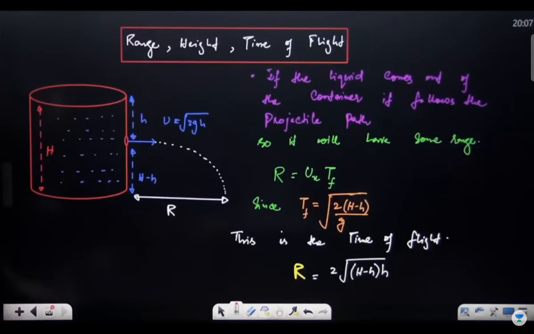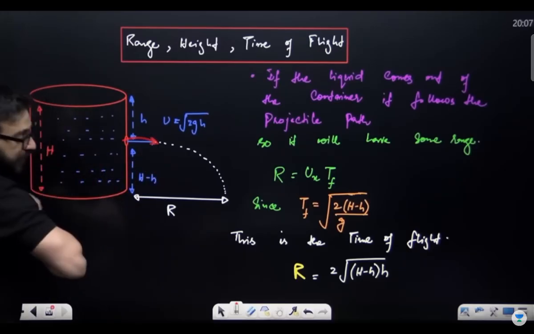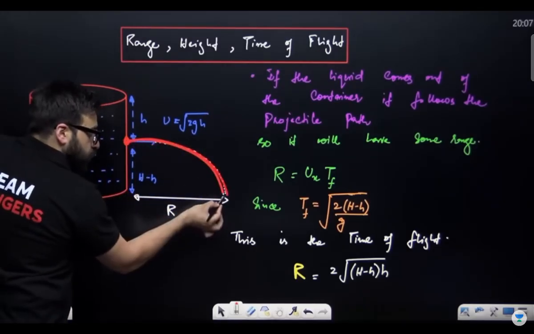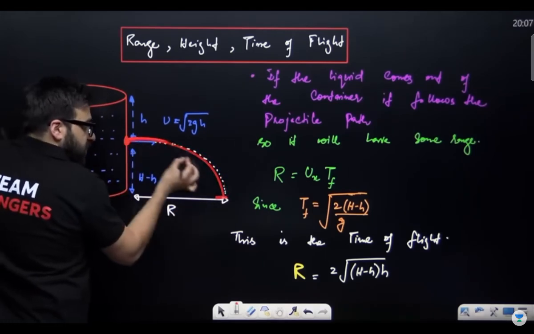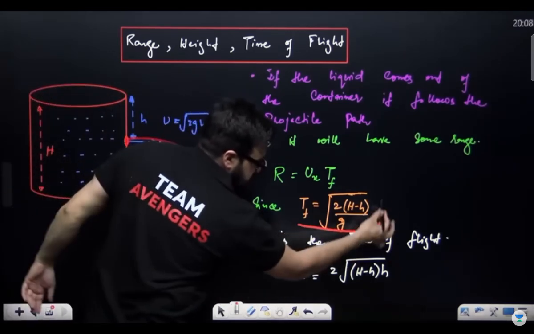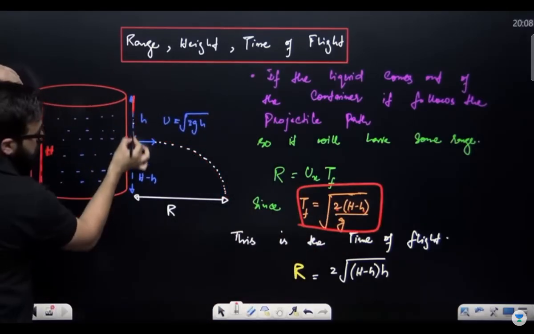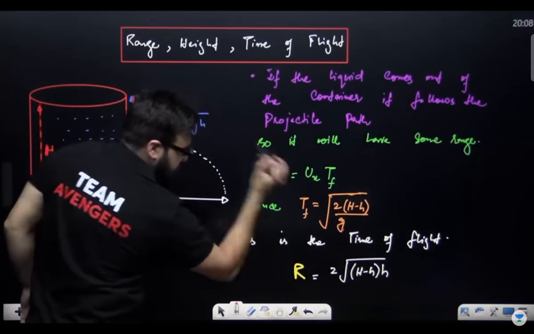Now, my dear NEET aspirants, when this liquid comes out of the hole, it follows a projectile path. How much time is it going to take from this point to this point on falling down? How much time will this liquid take to reach the ground? That is called the time of flight. This is the time of flight, that is square root of 2(H minus h) divided by g. H is this height, h is the depth at which the hole is created, and g is the acceleration due to gravity.